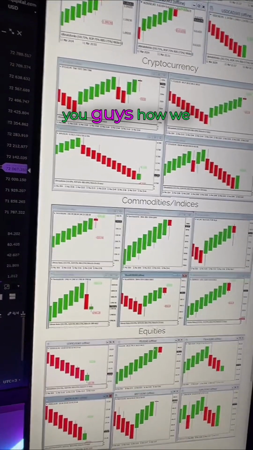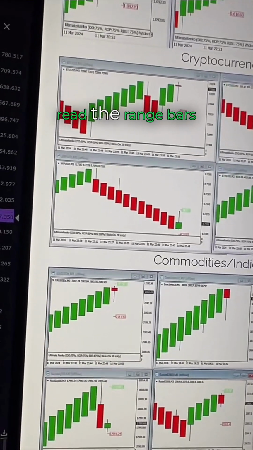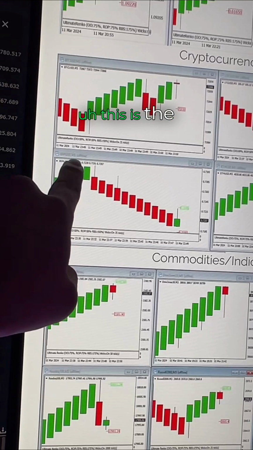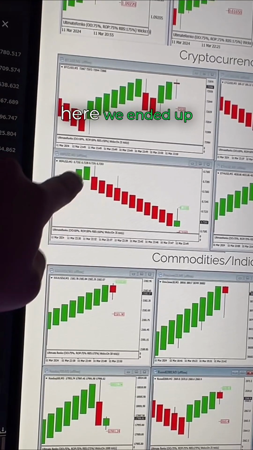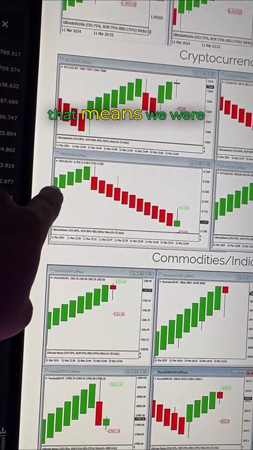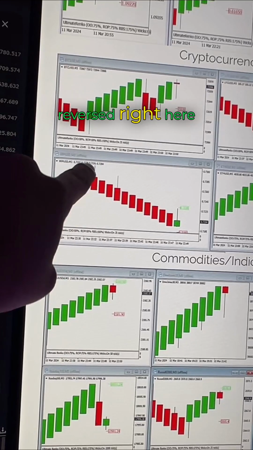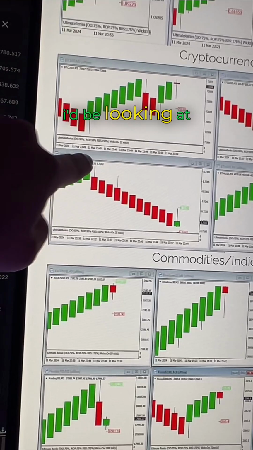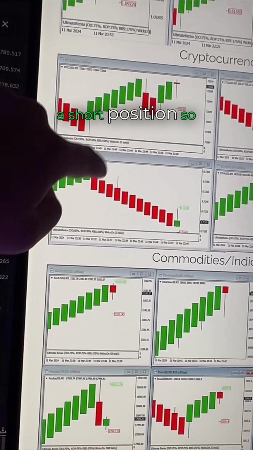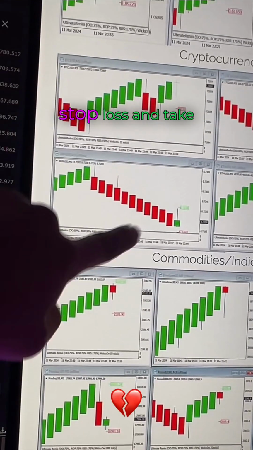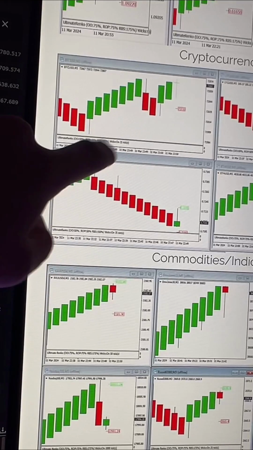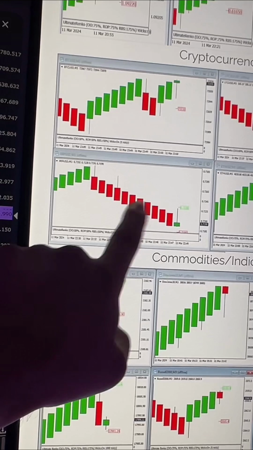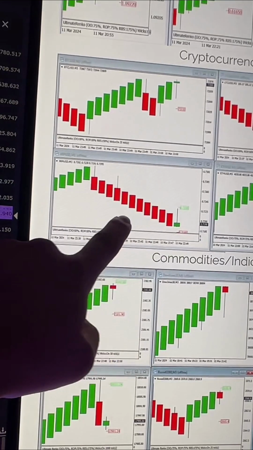Now let me explain to you guys how we read the range bars. We can see right here we're in this uptrend. This is the XRP chart. Now, right here, we ended up getting a reversal. So that means we were in an uptrend, we reversed right here, and we started to come down. Now, this exactly is the point where I'd be looking at a short position. So I'd enter my short position here, set my stop loss and take profit at 50 to 100 points, and then I would let this trade ride out, and of course this trade hit our take profit.